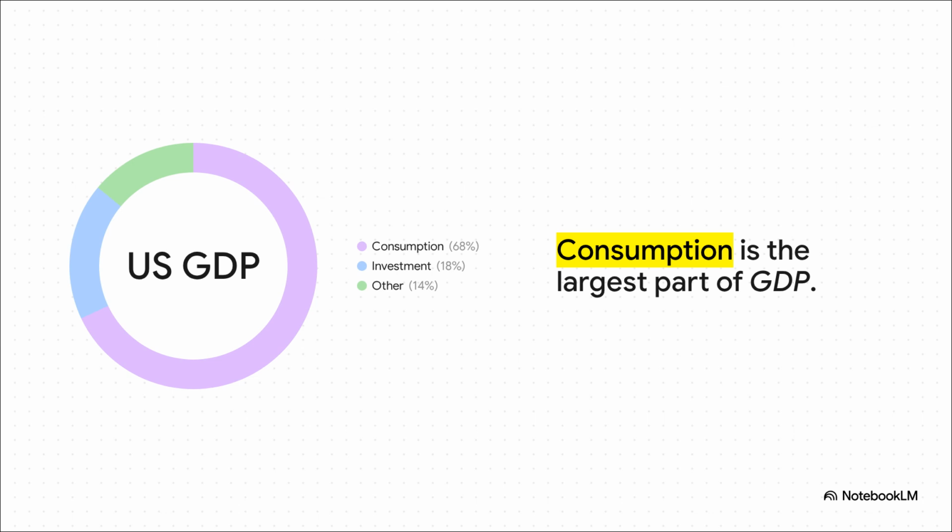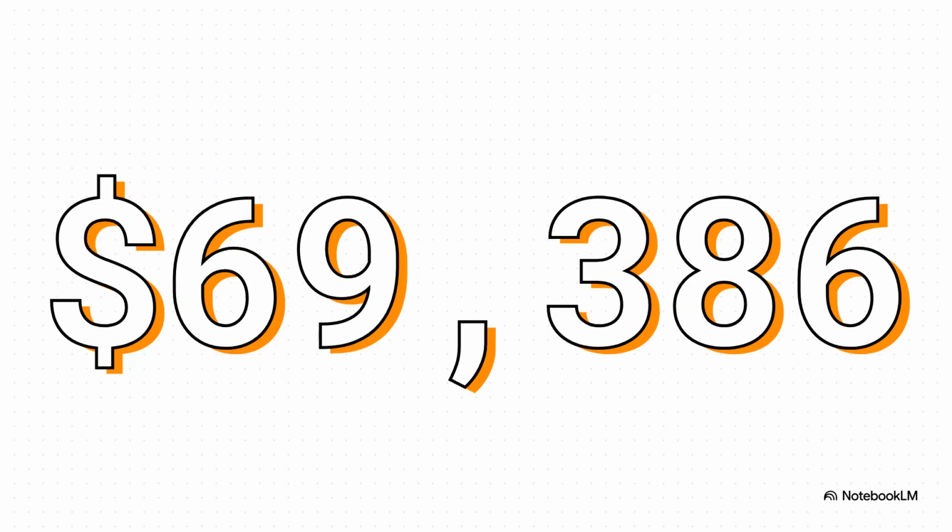Get this, in 2021, a massive 68% of the enormous U.S. economy was driven entirely by everyday consumer spending. We're talking about people just buying groceries, getting haircuts, and upgrading their smartphones. Investment and government purchases made up the rest, with net exports sitting slightly negative simply because the U.S. imports more than it exports.